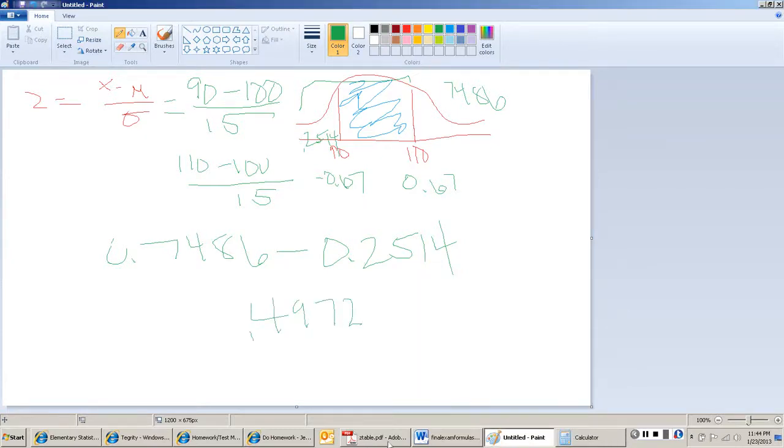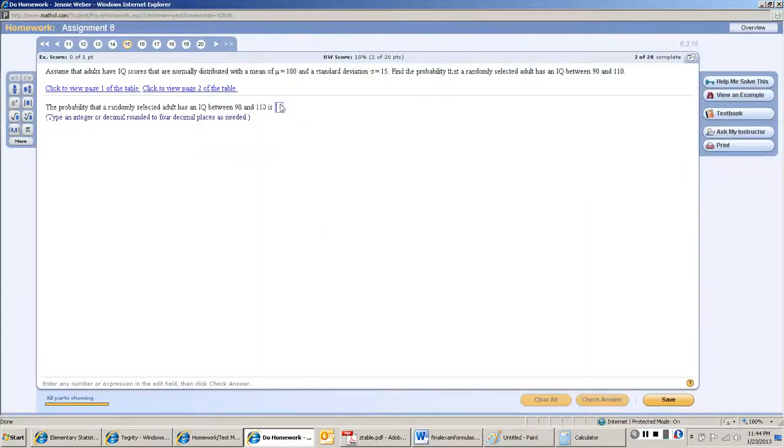0.4972. So let's go back to our homework and let's put that in. 0.4972 and check the answer. So you can see the first step here is converting to standard z-scores, and then once there, you look up your values in the table, bring them back, do any subtraction or addition necessary. That's why the picture is so important. It's going to tell you if you need to subtract and what you need to subtract, or if you just simply have the answer.